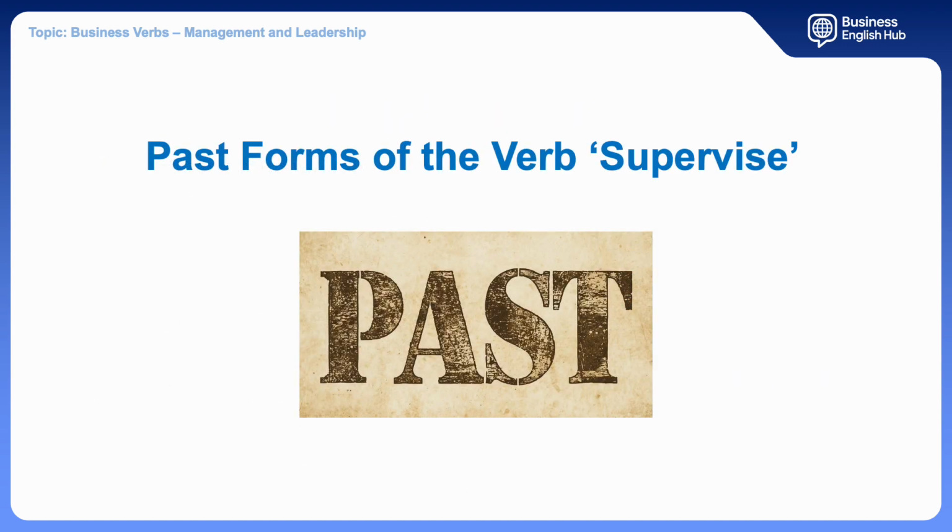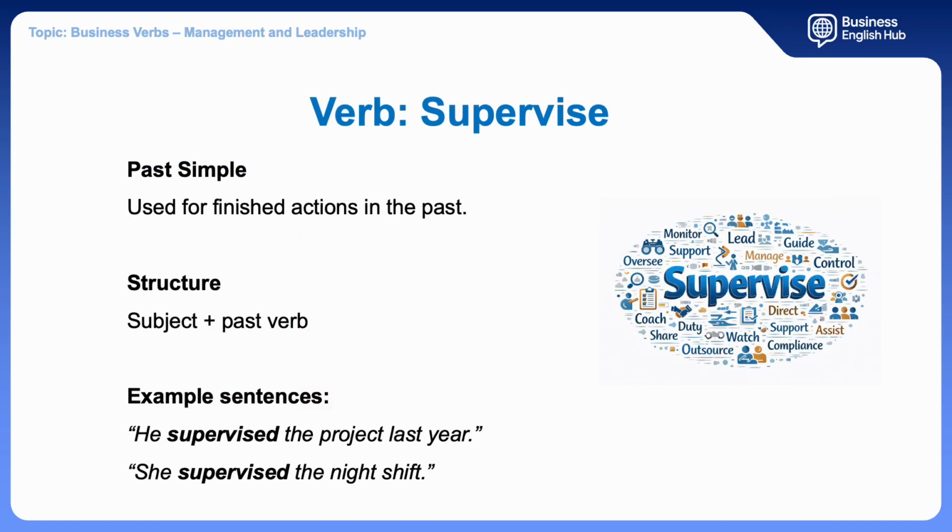We will now look at the past forms of the verb supervise. The past simple of supervise is used for finished actions in the past. Example sentences include: He supervised the project last year. She supervised the night shift.